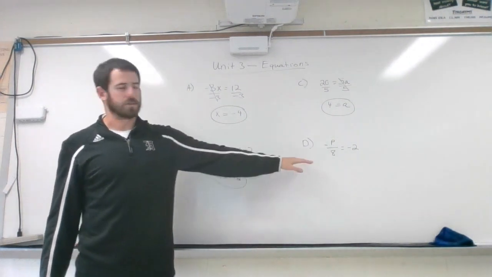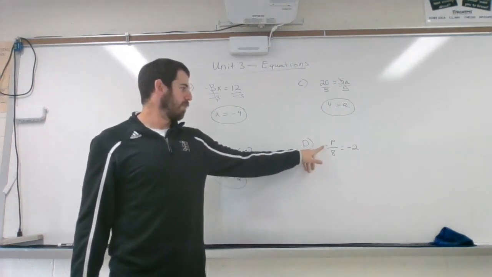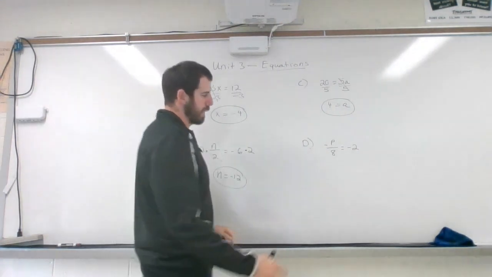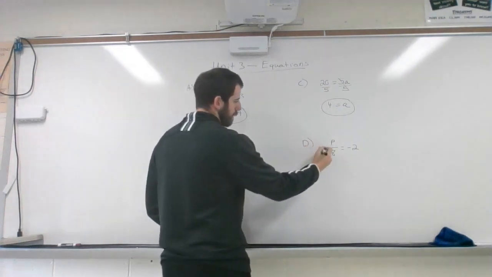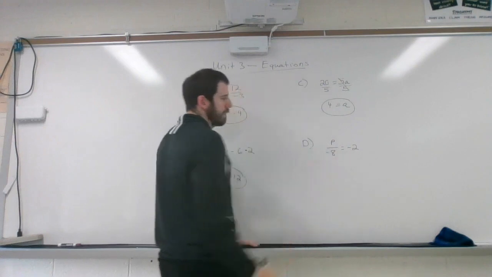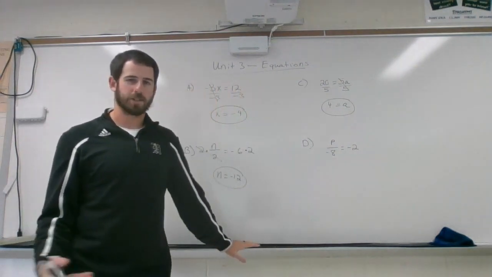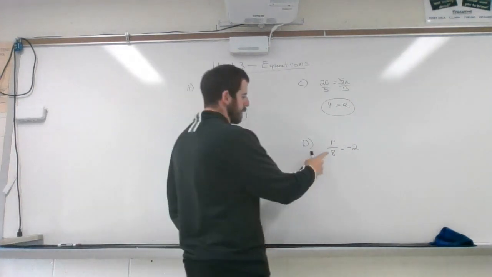And now for the last one. Another little trick in there. There's a negative here. Whenever you see a negative, it doesn't matter where it's at. It could be on the P. It could be out front of everything. It could be on the 8. A negative fraction is a negative fraction. The negative can be anywhere in the fraction. As long as there's one negative, it's not going to change anything.